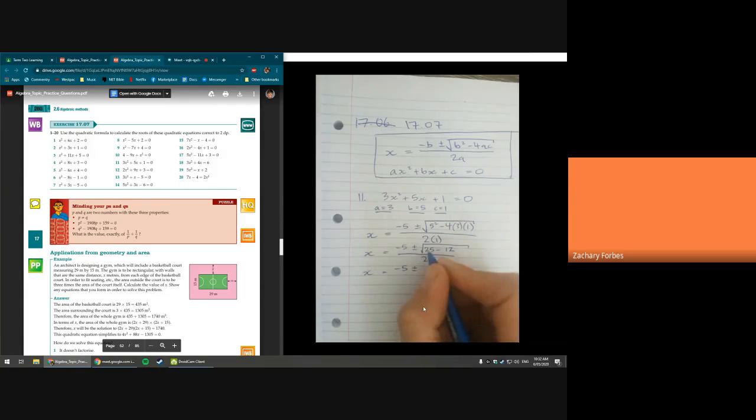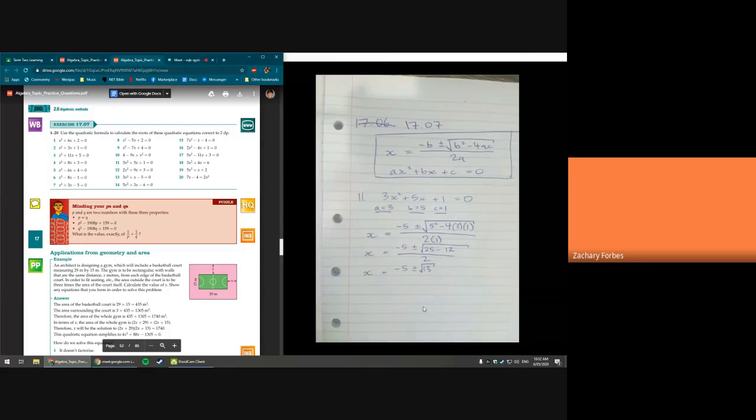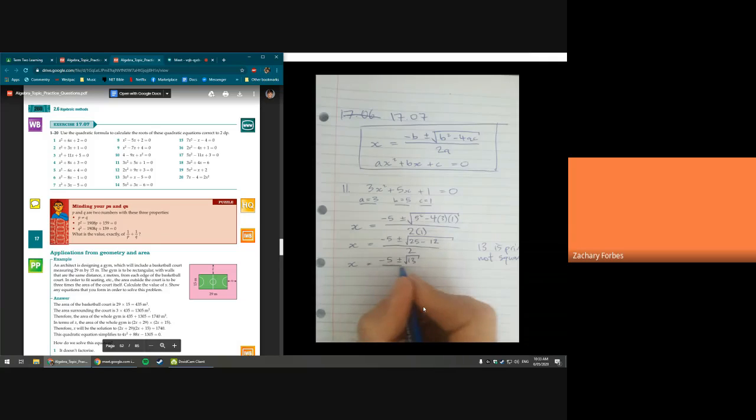Did I make a mistake? Why are they giving us such ugly things? 13's a prime. 13 is prime, and it's not a square number. What the heck are they doing to us? It's disgusting. You know what? I can't be bothered dealing with this right now.